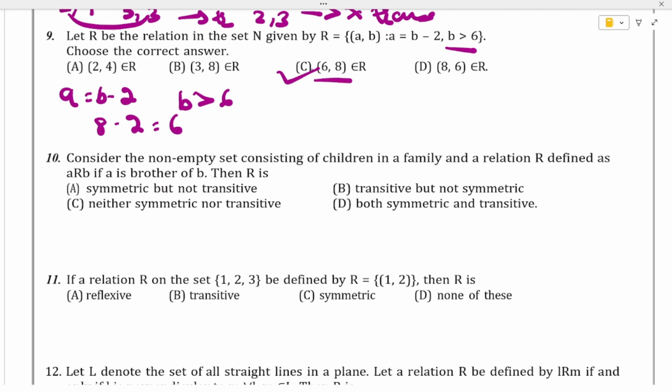If you consider A and B, if you take B as 8, you will get A as 6. So the answer is option (6,8).